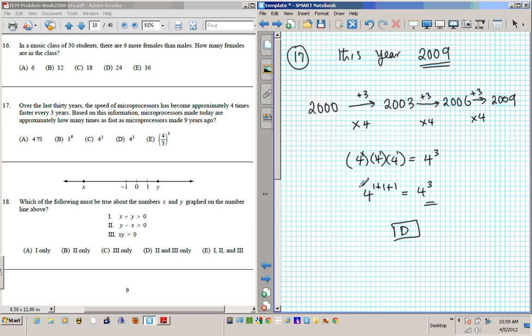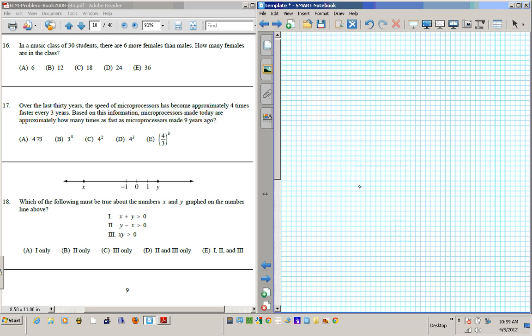Number 18. Number 18, we have this abstract number line right here. It says, which of the following must be true about numbers x and y graphed on the number line above? So let me try to replicate a number line that has similar characteristics as this one illustrated here. You're given 0, 1, negative 1, and then the next part right here is y, and then a little bit further off is x. Okay, so when you're working in situations like this, instead of working in abstraction, you can assign good guesses to x and y and then use that instead of using abstract values.